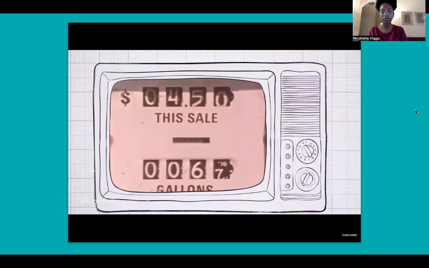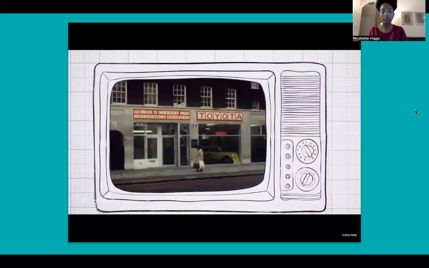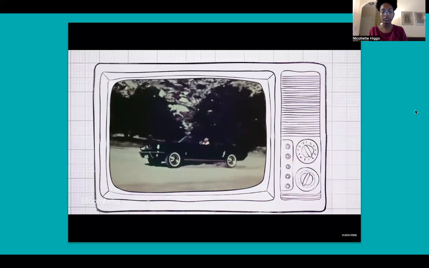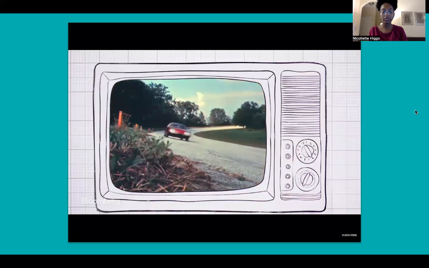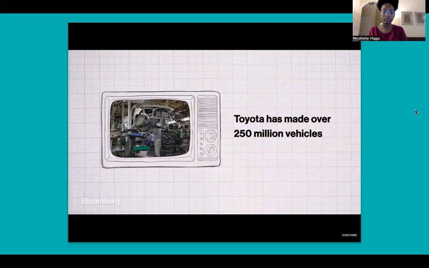And as the oil crises of the decade sent gas prices higher, cheap-to-run Japanese cars became much more appealing to Americans, whose powerful but gas-guzzling vehicles suddenly became very expensive to run. Today, Toyota has made over 250 million vehicles.